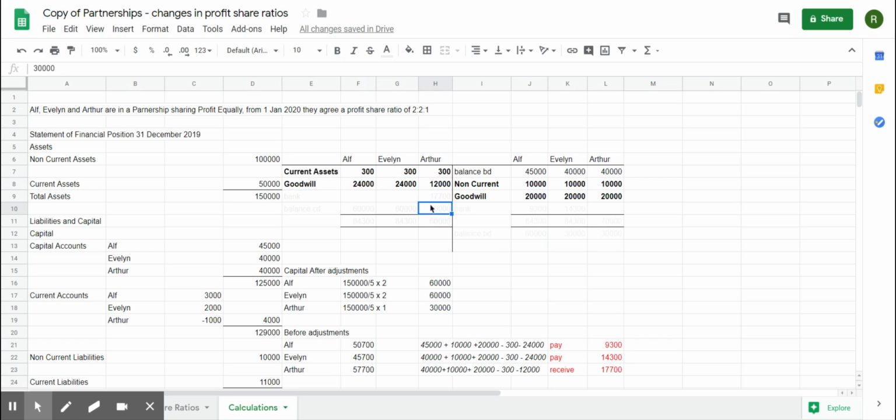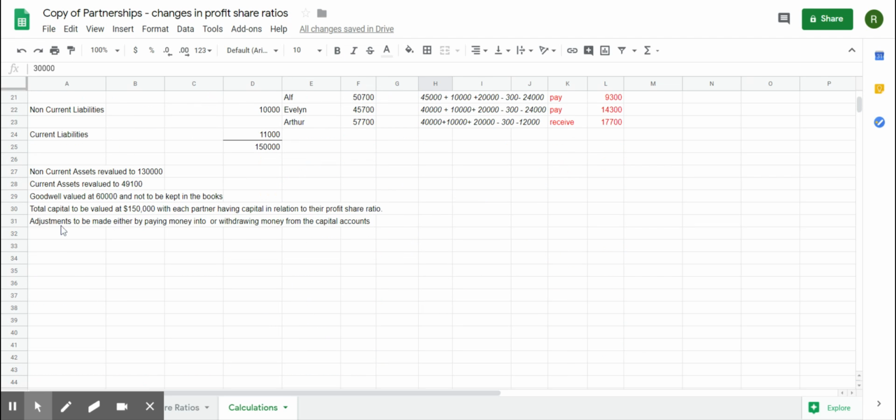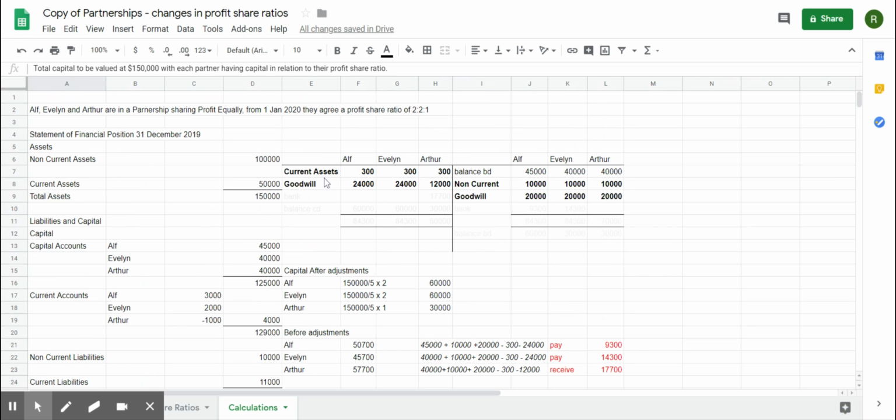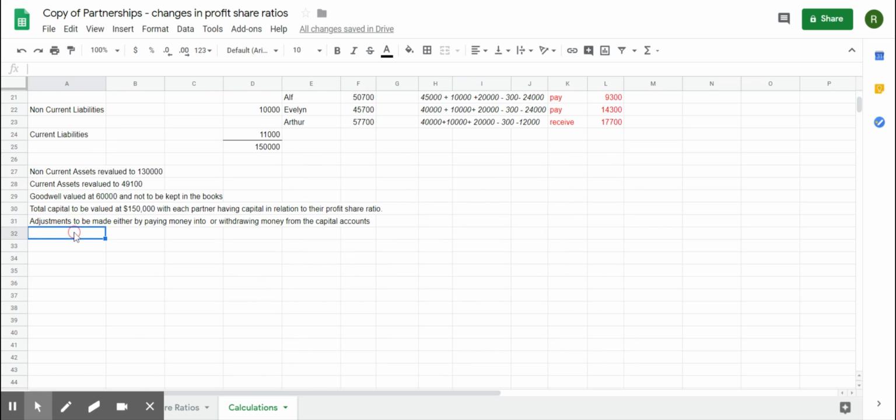Now, if you haven't got this bit of information down here, that would be the end of it really. Work out the balances carried forward, and that would be the amount of capital that each one of the 3 partners has in the business. But it's not. I've got this little bit of information here that says capital is to be valued at $150,000 at the end, with each partner having capital in relation to their profit share ratio. And the adjustments are to be made either by paying money into or withdrawing money from the capital accounts.